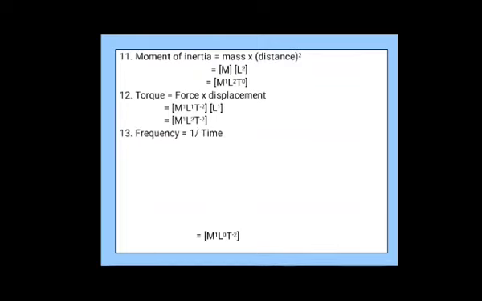Next one is frequency. Frequency is equal to 1 divided by time. How to write the dimensional formula now? 1 divided by time, so time is in the denominator. You have to write T raised to 1 in the denominator, but shift it to the numerator, you will get T raised to minus 1. So you will get M raised to 0, L raised to 0, T raised to minus 1. How minus 1? Because time is in the denominator, you are shifting it to the numerator, so it is T raised to minus 1.